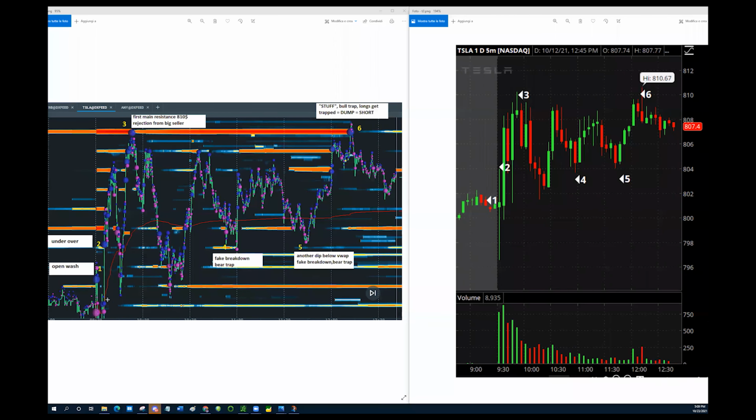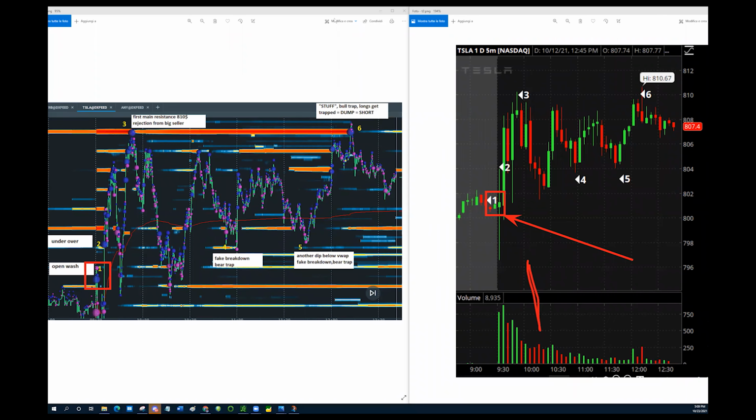Zone one, you can see that we have an open and instantly a wash. So we have a wash over here from 800 down to 797, 796, and then we reclaim. This is an instant under over. So if we analyze over here our first bar, you can just see a drop like this and a reclaim.